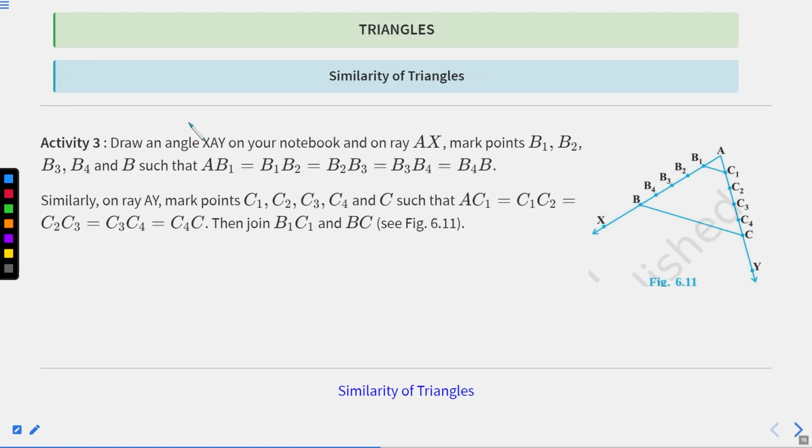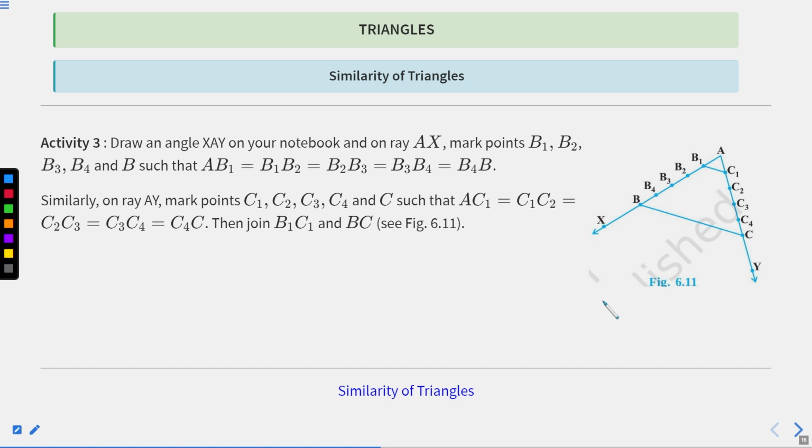So here we have activity 3. Draw an angle XAY in your notebook, with one ray AX, and mark points B1, B2, B3, B4 and B such that AB1 = B1B2 = B2B3 = B3B4 = B4B. Similarly, on ray AY mark points C1, C2, C3, C4 and C such that AC1 = C1C2 = C2C3 = C3C4 = C4C. Now join B1C1 and BC, as shown in figure 6.11.